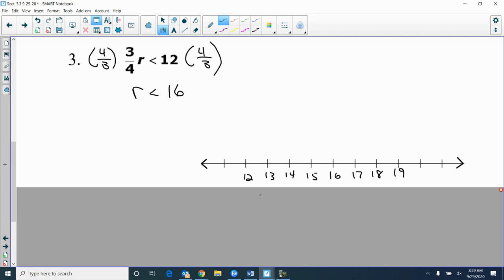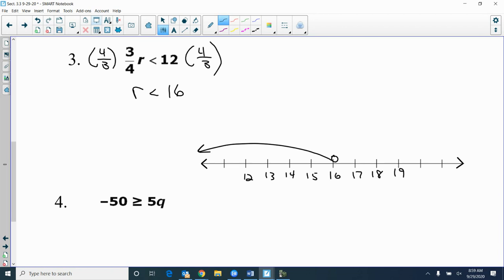Graphing that. Christian. Hollow circle. Okay, we're at 16. And shade which way? On the left. Hollow circle, shade to the left. Okay.